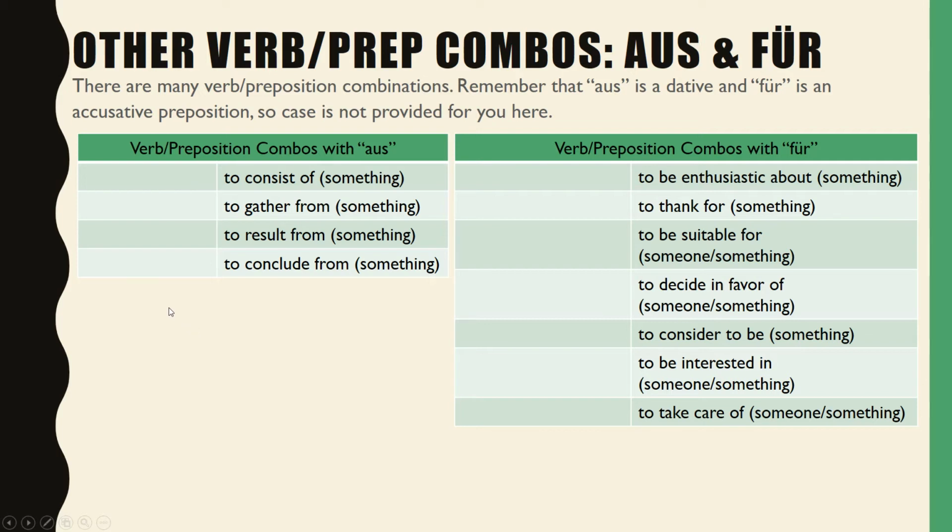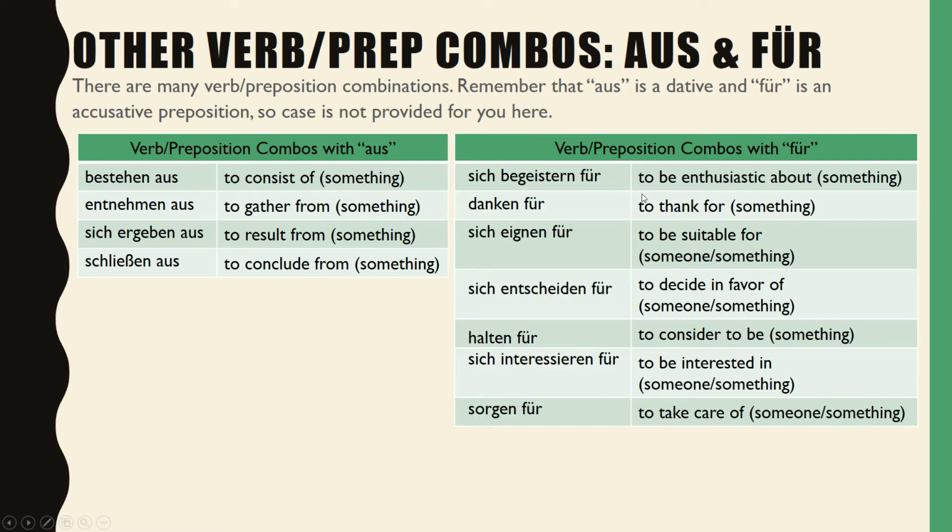The combinations for aus are bestehen aus, to consist of, entnehmen aus, to gather from, sich ergeben aus, to result from, schließen aus, to conclude from. For für, sich begeistern für, to be enthusiastic about, danken für, to thank for, sich eignen für, to be suitable for, sich entscheiden für, to decide in favor of, halten für, to consider to be, sich interessieren für, to be interested in, sorgen für, to take care of.